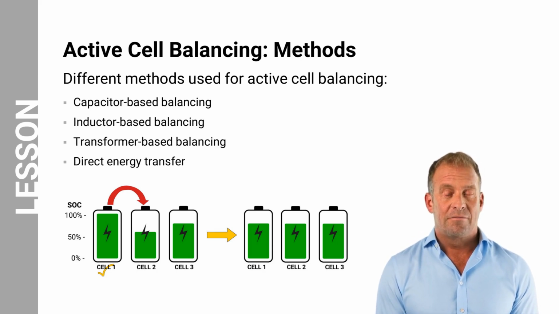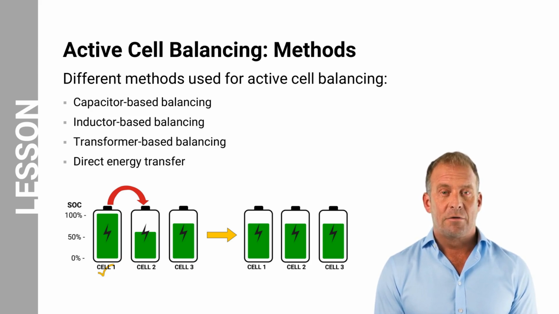The different methods used for active cell balancing are capacitor-based balancing, inductor-based balancing, transformer-based balancing, and direct energy transfer. Capacitor-based balancing uses capacitors as temporary energy storage devices. Capacitors are connected to high voltage and low voltage cells to transfer charge.